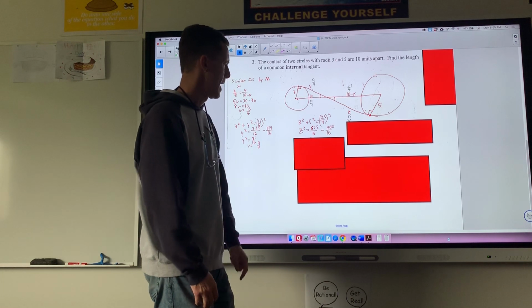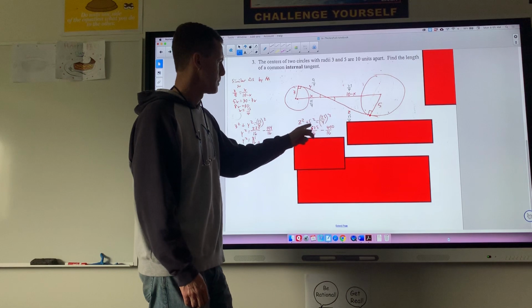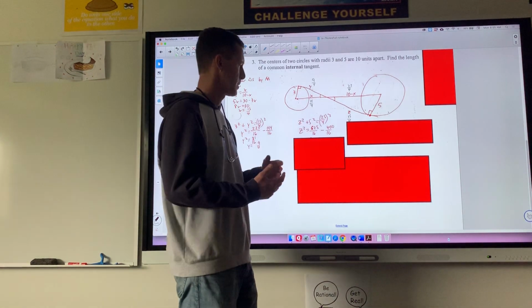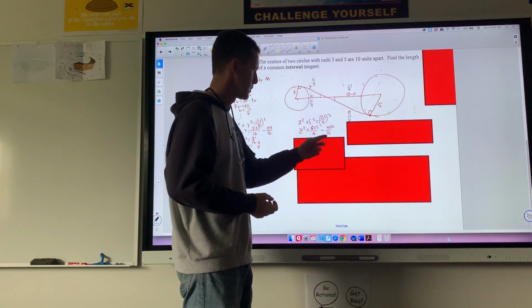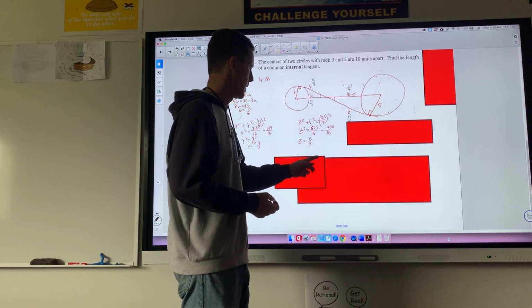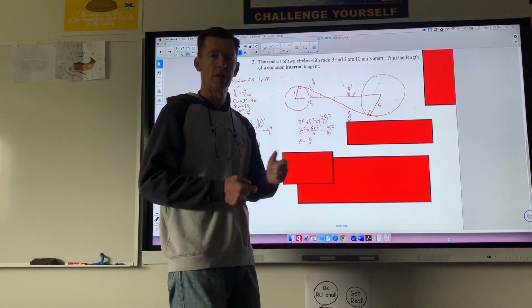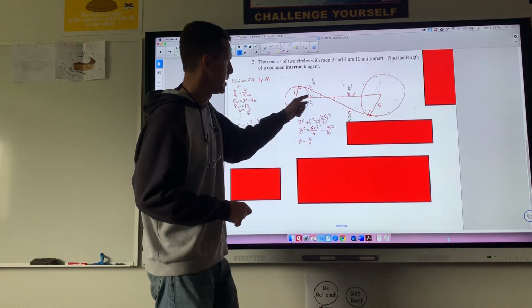If you do the math on that, this becomes 625 over 16. This obviously becomes 25. Well, what's the common denominator there? 16. So 25 times 16 is 400. And you end up getting z squared equals 225 over 16. Take the square root of both sides and you get 15 over 4. So z is 15 over 4.